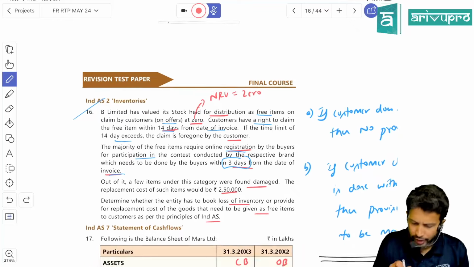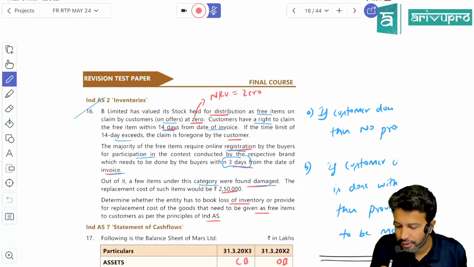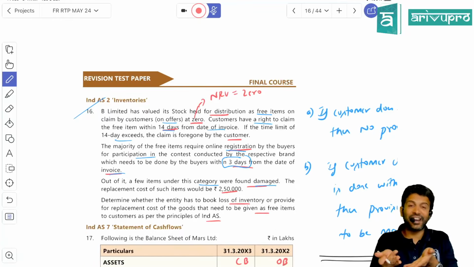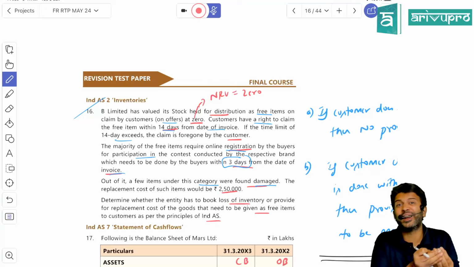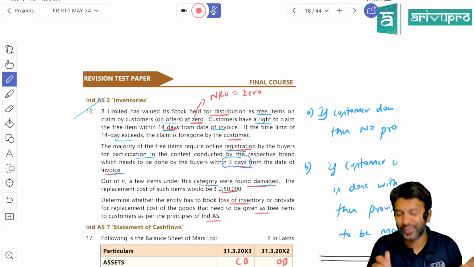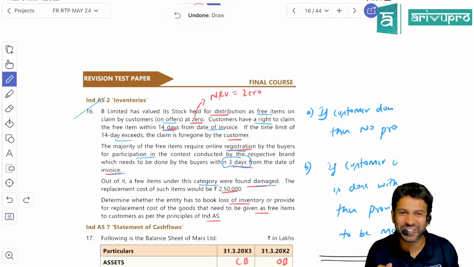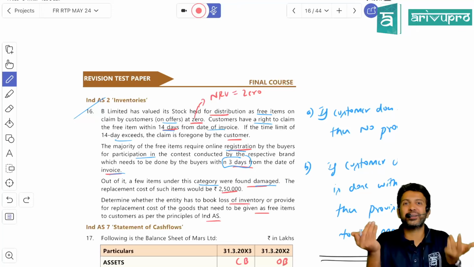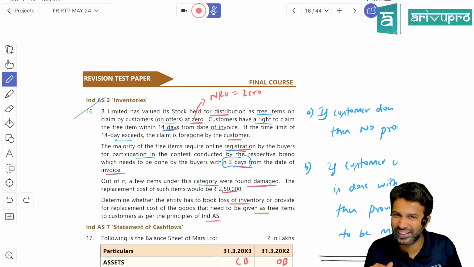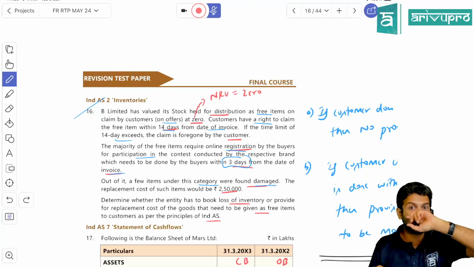Okay. Alright. Out of it, a few items under this category were found damaged. Out of this category, free item, we are giving some free item. Some goods of this free item are already damaged. Okay. Now, damaged item, can we give it to the customer? No, if you give it, obviously the customer will say, what sort of faltu product you have given me, a waste product you have given. So we'll have to repair or replace.